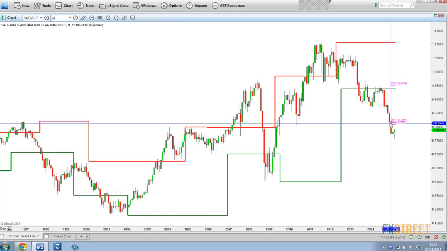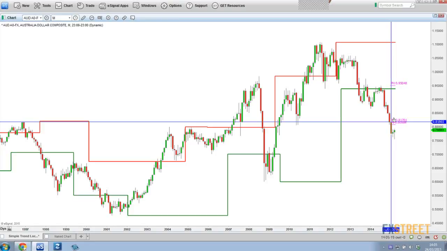The way my software works is that at the end of each year, the software will automatically update all of these support and resistance levels. So I don't need to be drawing them in. Having good software is really important because it takes a lot of the manual effort out of trading.